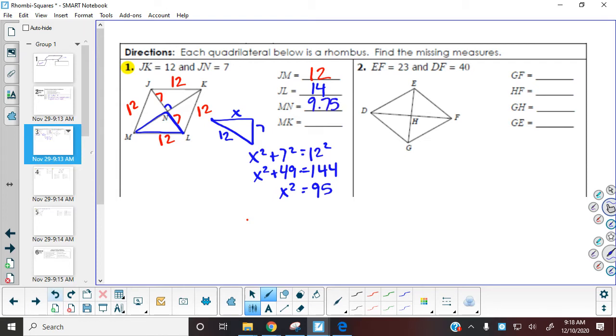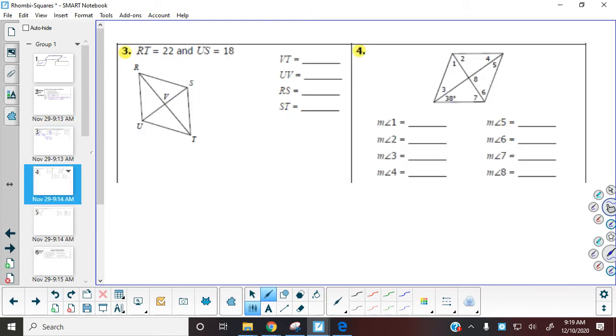Okay? And when we go on to look at MK, if this is 9.75, which is what we just found, so is this. And so MK, you can either add those together or multiply by 2, and you get 19.5. So again, we see this possibility that when we have right triangles, we are going to be using the Pythagorean theorem. So we saw that with rectangles, we see that with the rhombus, we did not see that with the parallelograms.